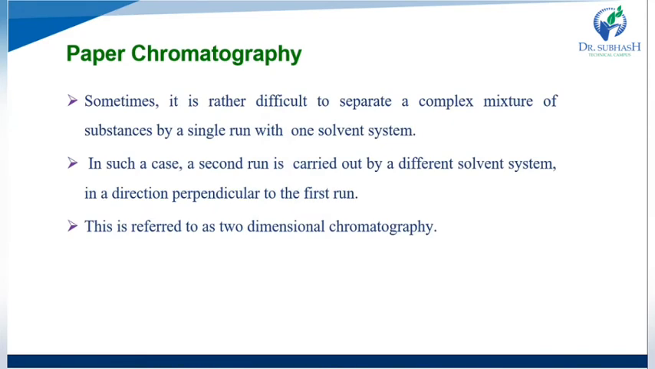Sometimes it is rather difficult to separate a complex mixture of substances in a single run with one solvent system. So in this condition, we go for a second run carried out with a different solvent system in a direction perpendicular to the first run. This is referred to as the two-dimensional chromatographic technique. It is also called the simple chromatographic technique and paper chromatographic technique.